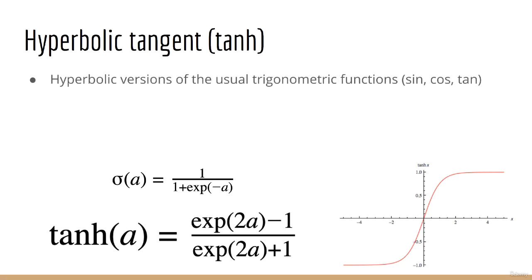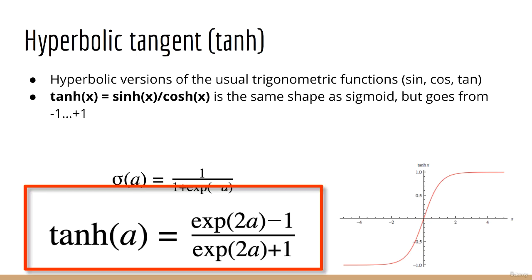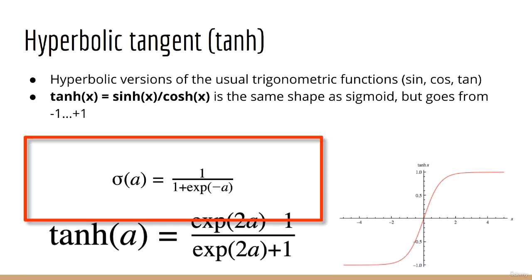If you recall, there are hyperbolic versions of all the trigonometric functions. So there's a hyperbolic sine, hyperbolic cosine, and so forth. Well, it turns out that the hyperbolic tangent, analogously to the trigonometric tangent, is just the hyperbolic sine over the hyperbolic cosine. And it has the equation you see here. The sigmoid has a similar equation, 1 divided by 1 plus the exponent of minus x.